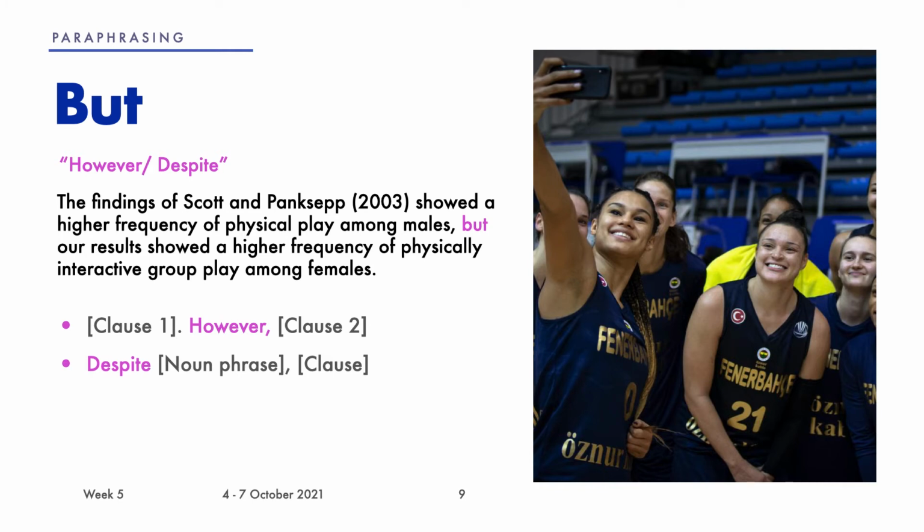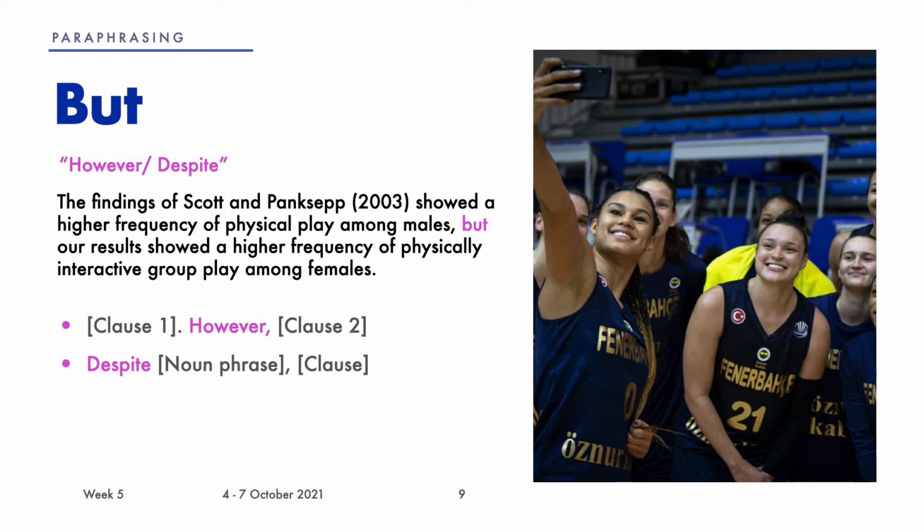The third conjunction, but. Okay, so here we have an example also from some expert source. Here it is. The findings of Scott and Panksepp, whatever he or she is called, showed a high frequency of physical play among males, but our results showed a higher frequency of physically interactive group play among females. Okay, so we can see the conjunction but.